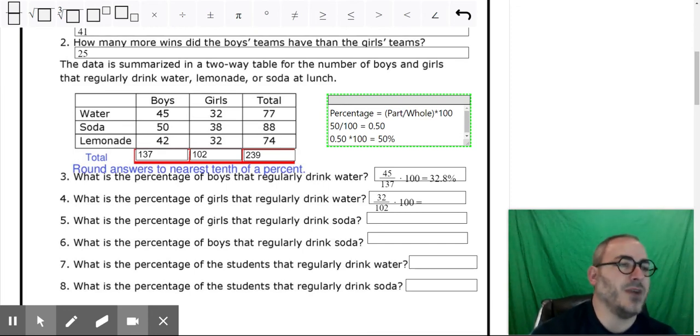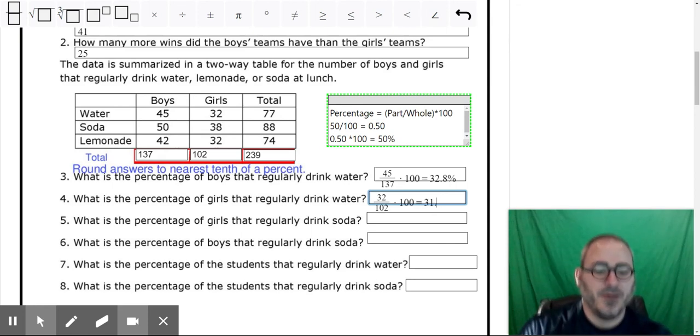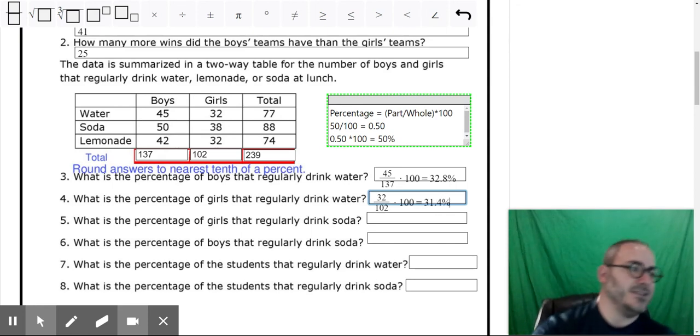31.37. Okay, so we're going to round to the nearest tenth. The 3 is in my tenths place. To round to the nearest tenth, I have to look at my hundredths place. I see a 7. A 7 means I need to round up, so that 3 becomes a 4. So this becomes 31.4 percent.